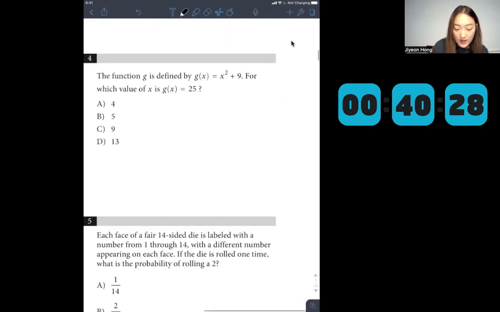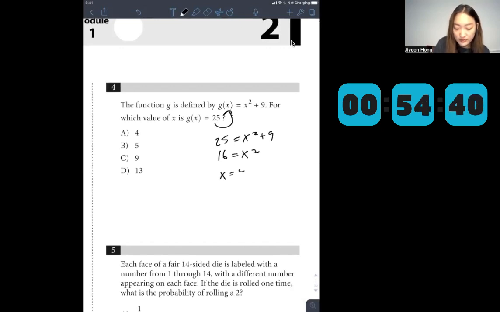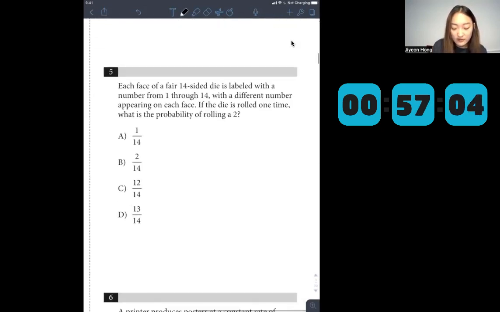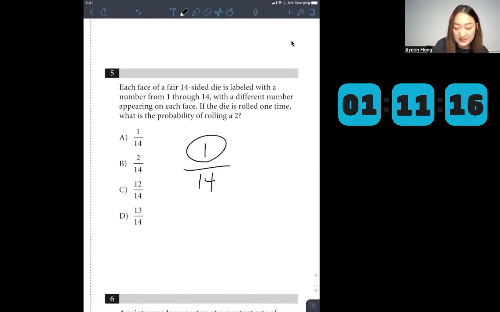Number 4, the function g is defined by g of x equals x squared plus 9. What value of x makes g of x equal to 25? So we're going to plug that in and we get 16 is equal to x squared, or x is equal to 4, A. Number 5, each face of a fair 14-sided die is labeled with a number from 1 through 14. If the die is rolled one time, what is the probability of rolling a 2? So there's 14 total chances and there's only one that has the number 2, so the answer is A.